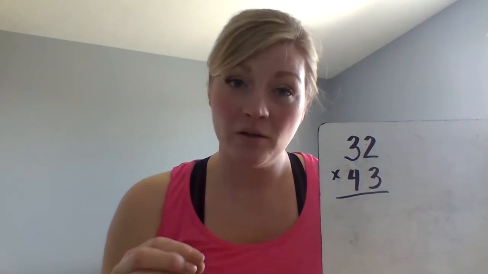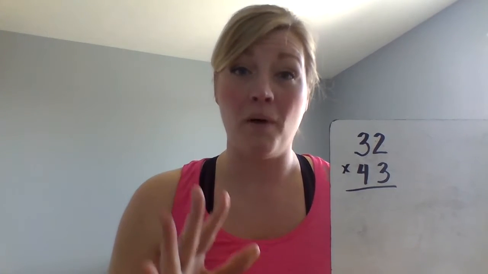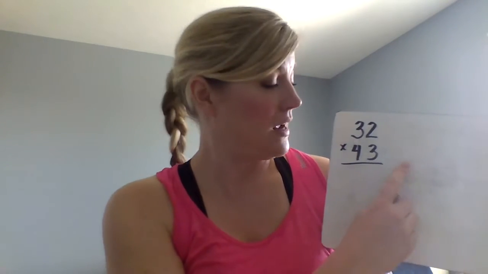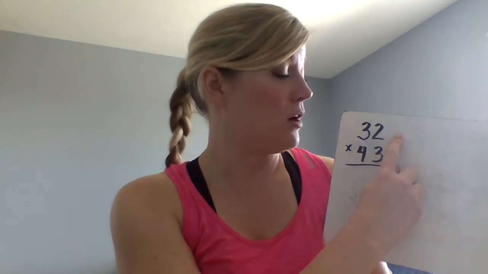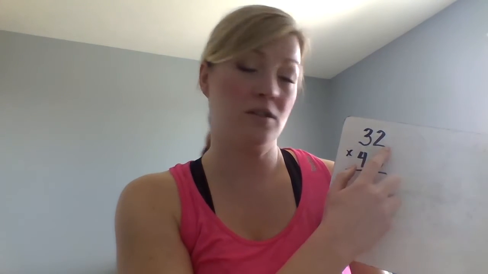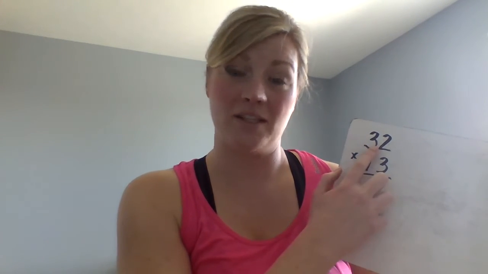When we do two-digit by two-digit multiplication, it's important to know that you need to multiply all parts of both numbers by the other part of the other number. So for example, I'm going to need to do the ones times the ones, 3 times 2. I'm also going to need to do the ones times the tens, 3 times 30. Then I'm going to need to multiply the tens by the ones, 4 times 2, or 40 times 2. And then I'm going to need to multiply the tens times the tens, 40 times 30. When I do that, I'm going to end up with two partial products that I'm then going to add together.